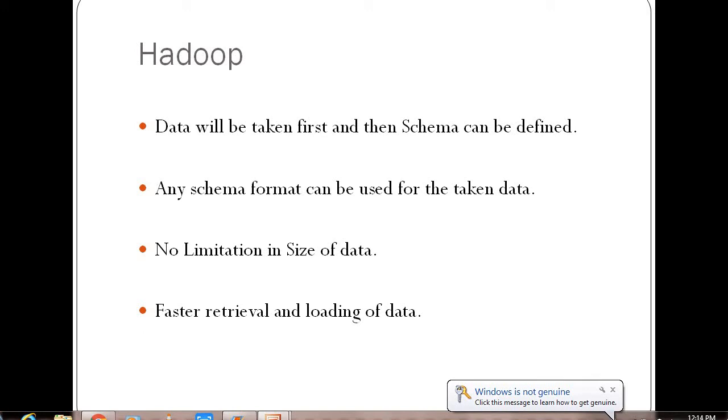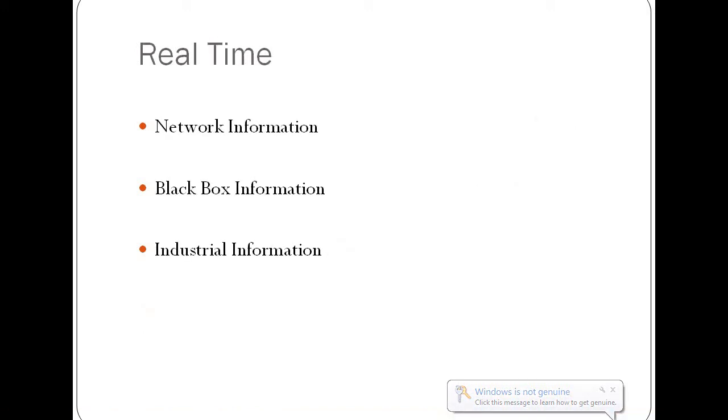So why and where are we going to use the Hadoop system? In real time, while collecting network information, or black box information from the aeroplane, or industrial information, for example network information from Vodafone, O2 or Airtel, if you want to collect customer details, like from which time to which time the customer has spoken to which number, and what messages he transferred, we are getting a lot of details. For all these details we cannot predefine a schema and then load this large amount of data.